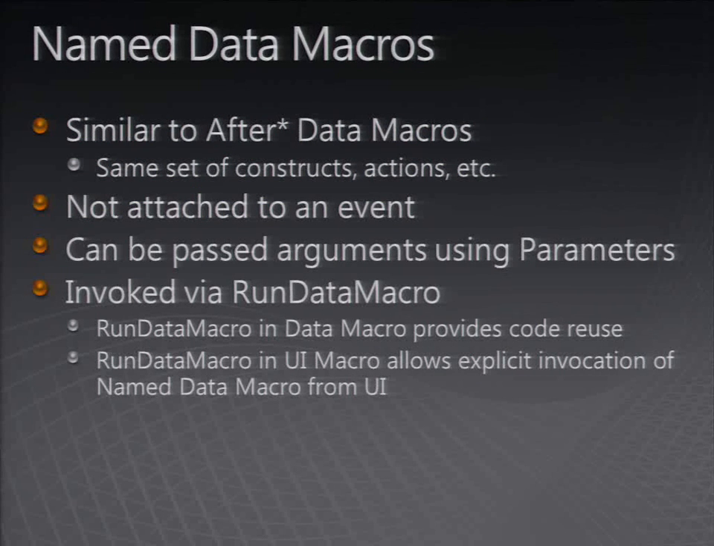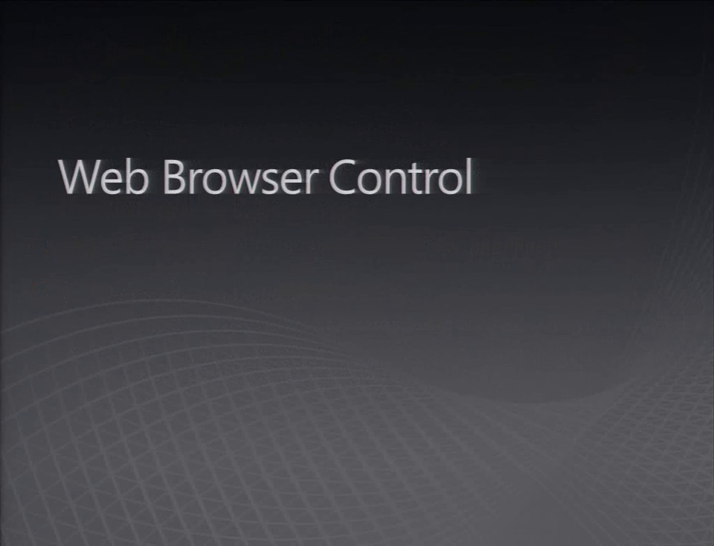And the last kind of data macro before I get in and show you some of them working is a named data macro. So this is a data macro that isn't attached to a particular event, but you can call it from the UI. And you can pass parameters to it and have it go take some data actions and then come back. All right, let's get back and show you some more stuff.